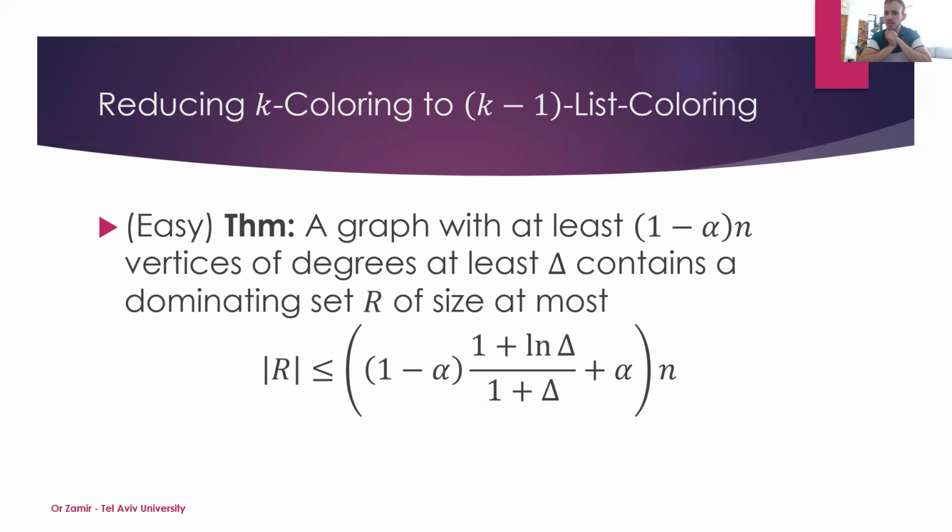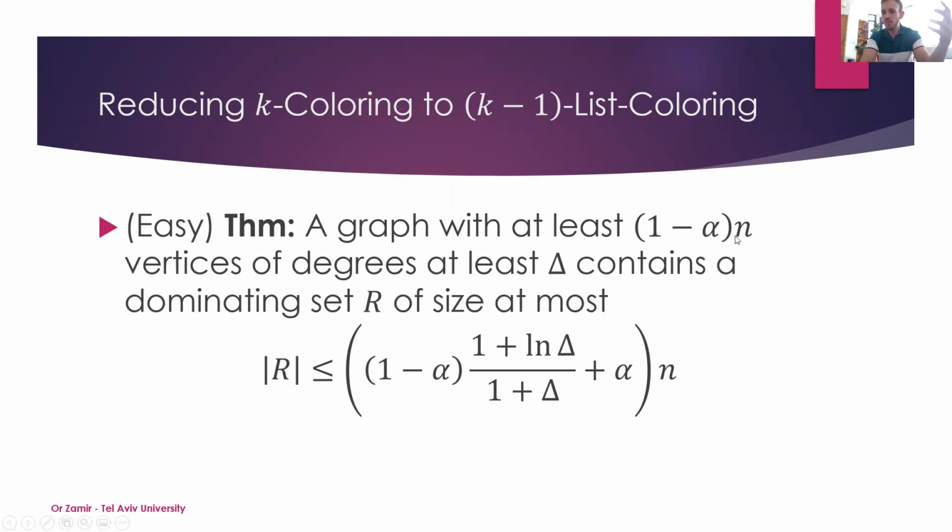So we notice the following observation. If my graph has almost all of its vertices, let's say 1 minus alpha n vertices, of degrees that are large, let's say at least delta, then this graph must contain a very small dominating set. What is a dominating set? This is a set of vertices such that every vertex not in this set has at least one neighbor within this dominating set. So even if you just take a small fraction of the vertices randomly, then you are likely to get something that touches most of the graph.